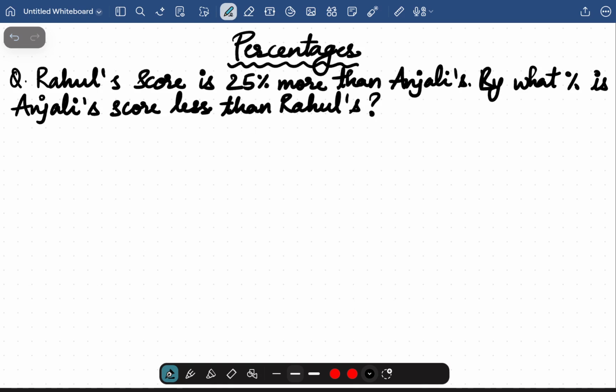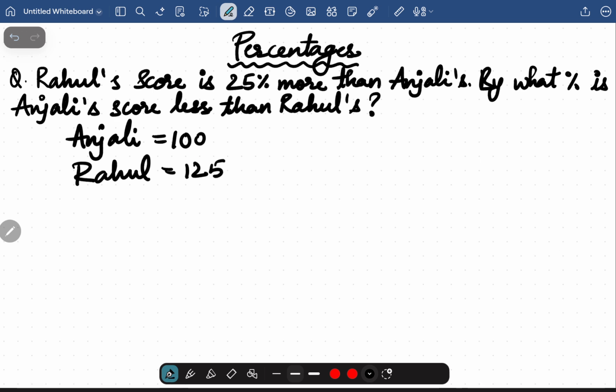Rahul's score is 25% more than Anjali's. By what percent is Anjali's score less than Rahul's? So now let's assume the base as 100. If Anjali has got 100, it means Rahul's score is 25% more. It's nothing but 125. The gap, the difference between 125 and 100, is 25. But the base is now Rahul, which means it's 125.